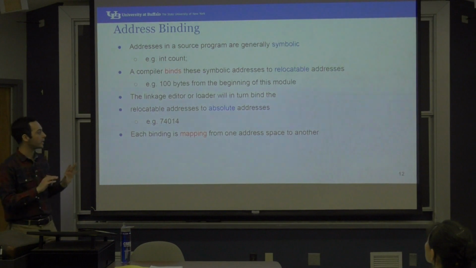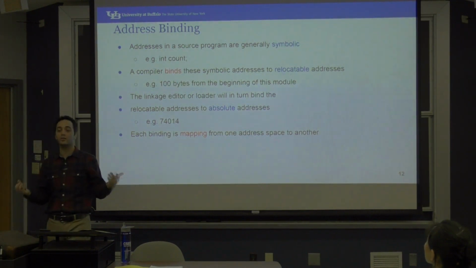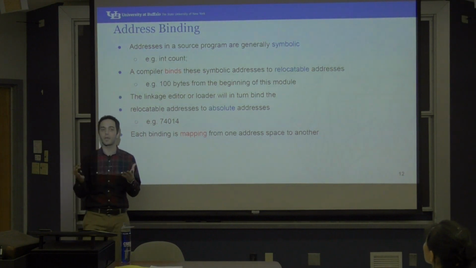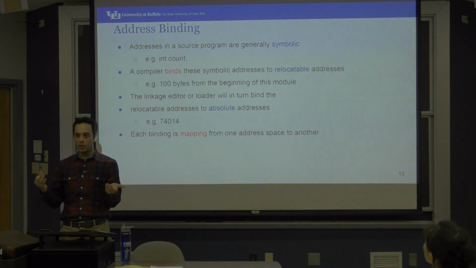And now each binding is a mapping between address spaces. So what is an address space? Address space is whatever address that you observe and can use.